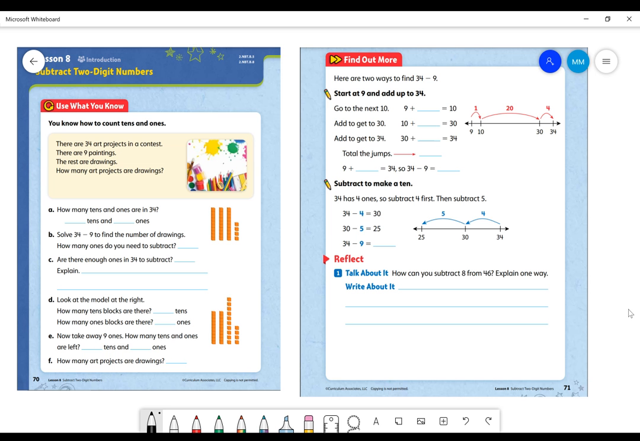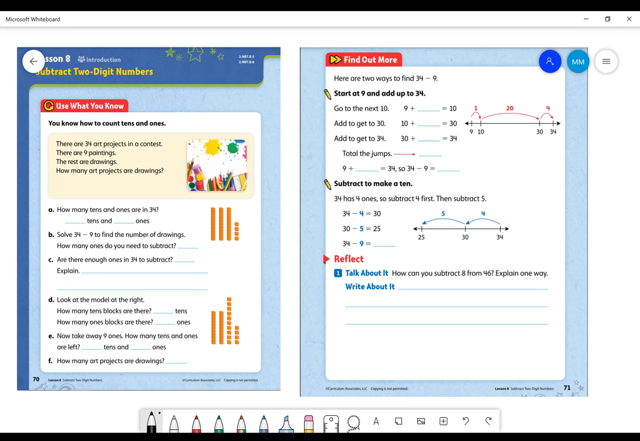So let's go ahead and get started on page 70. Make sure you are open to page 70 in your instruction book. All right, it says you know how to count tens and ones. There are 34 art projects in a contest. There are 9 paintings. The rest are drawings. How many art projects are drawings?